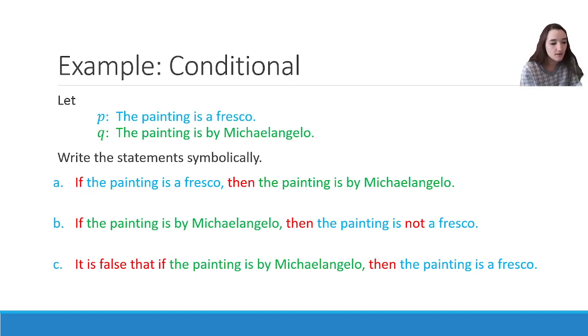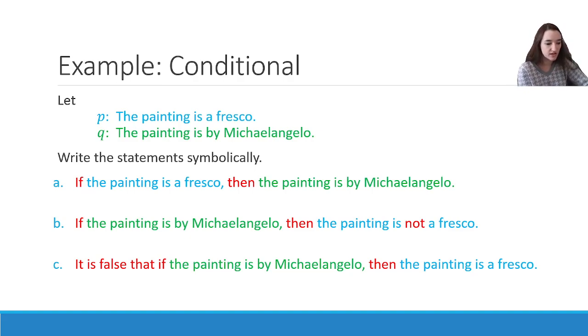So, the painting is a fresco. It's going to be P, and the fresco is a type of painting. Q is the painting is by Michelangelo. So if we have, if the painting is a fresco, then the painting is by Michelangelo, this is our simple, our most basic if-then statement. There's no nots or anything like that. So if the painting is a fresco, then the painting is by Michelangelo.